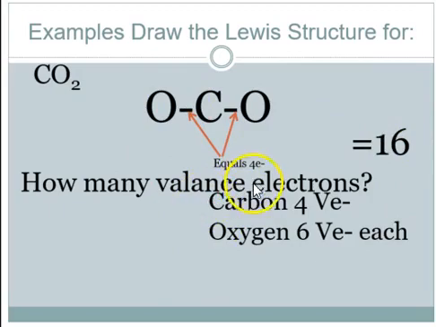So I've already used up 4. 5, 6, 7, 8, 9, 10, 11, 12, 13, 14, 15, 16. Now I can't draw any more dots because I only have 16 electrons to distribute. Remember, carbon brought 4 valence electrons and each oxygen brought 6, so I only have 16 electrons. And this is me distributing all the electrons that I have.